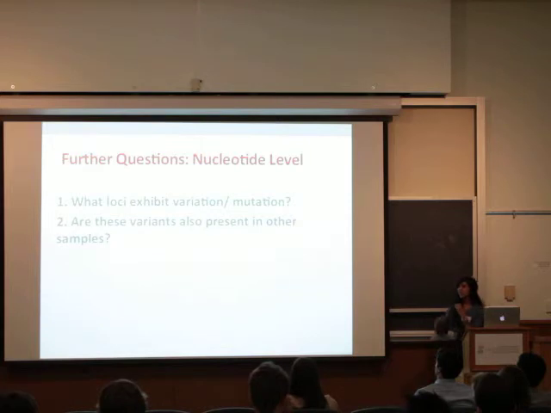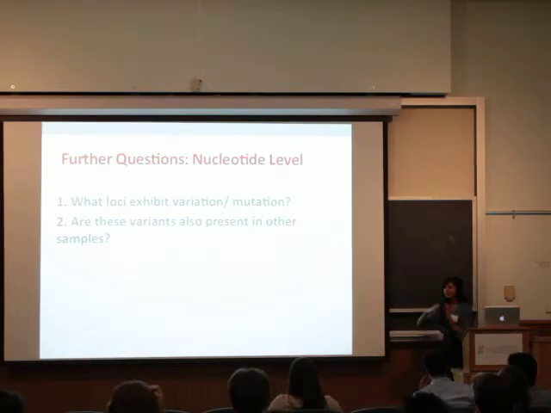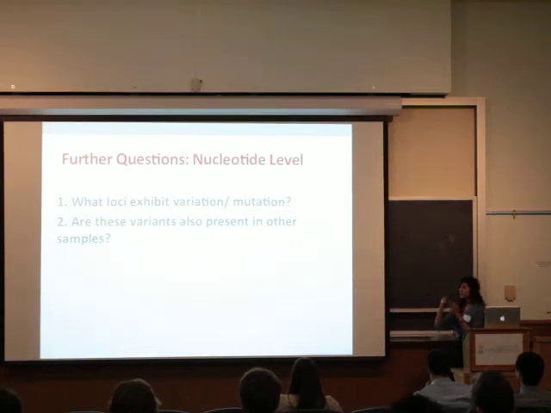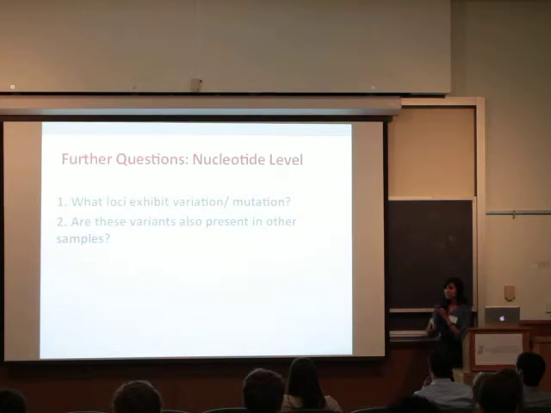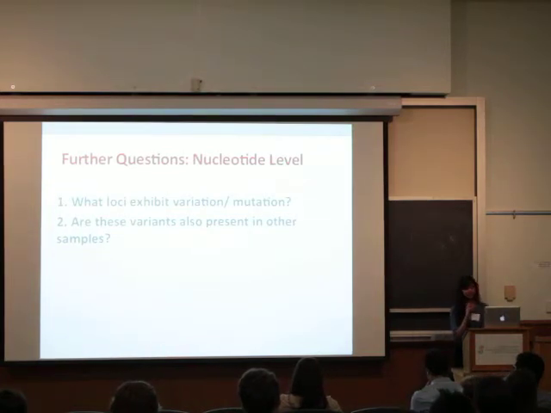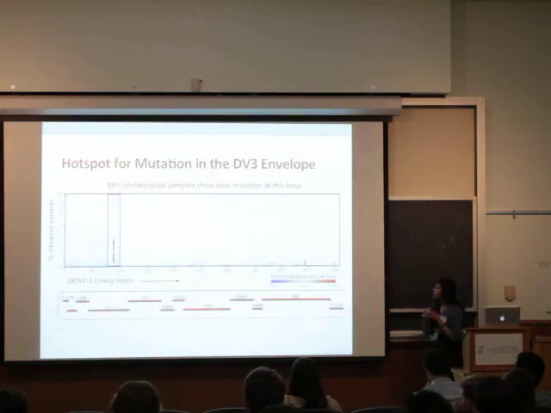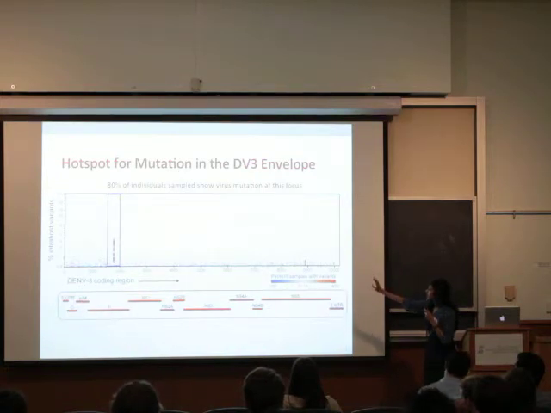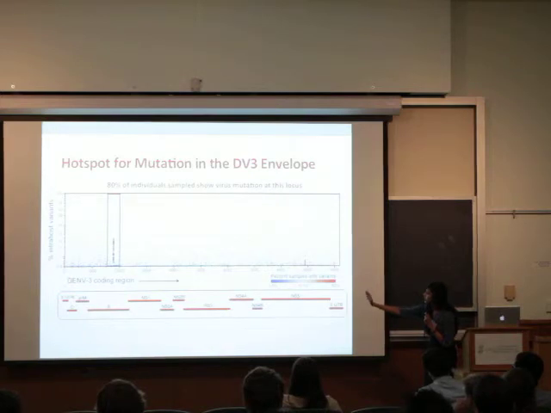Okay, so after looking at the scope of many nucleotides, the gene or domain scope, now we're zooming in and looking specifically at nucleotides, and a particular nucleotide we'll define as a locus. So our question now is, what particular locus exhibits higher variation and higher mutation, and are these variants also present in many samples?